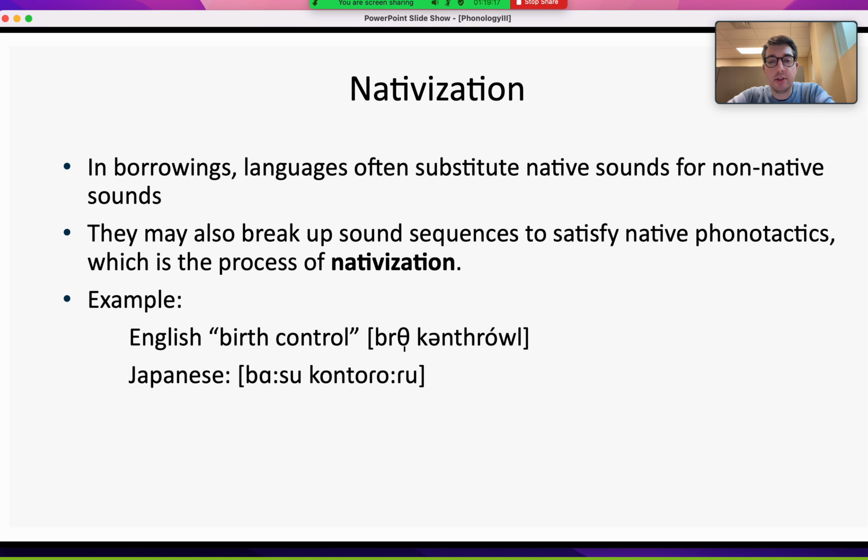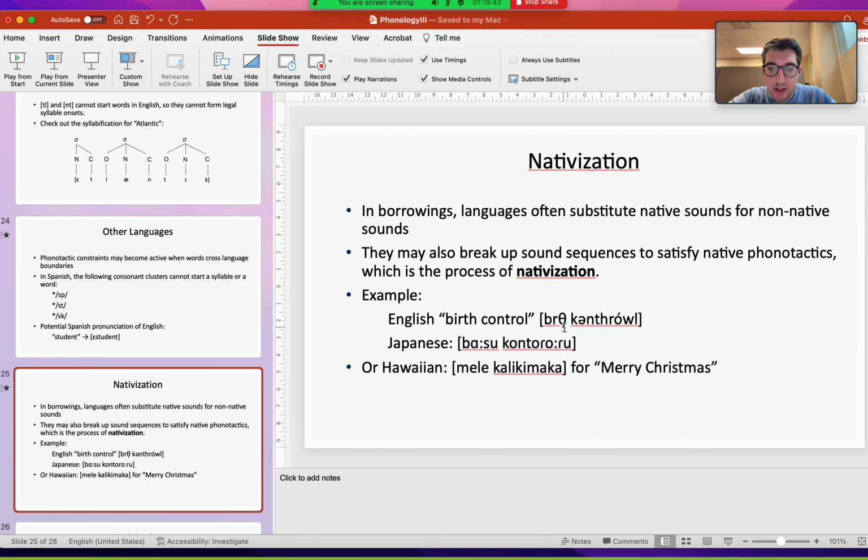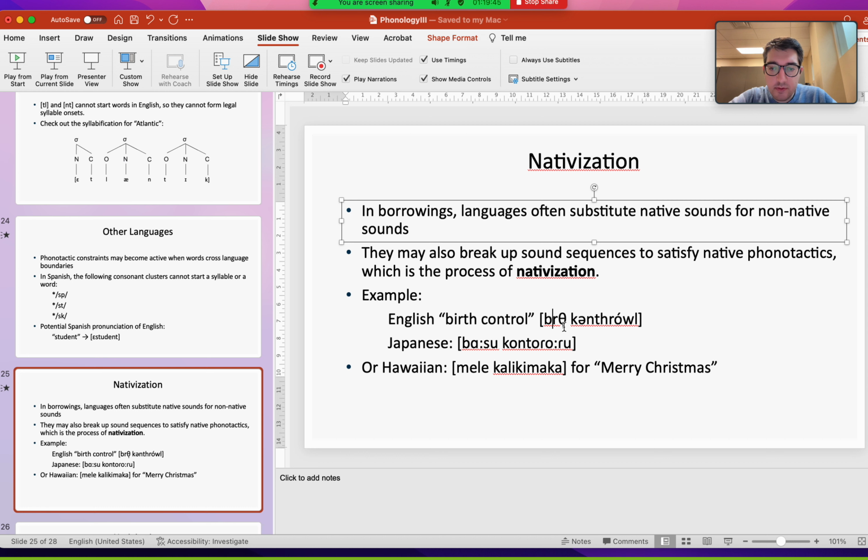For example, Japanese took over the name birth control from English and nativized it into their own language and says basu kontororu, whereby in Japanese you need to have all the syllables with a vowel, right? As nucleus, there is no way you don't have a nucleus.